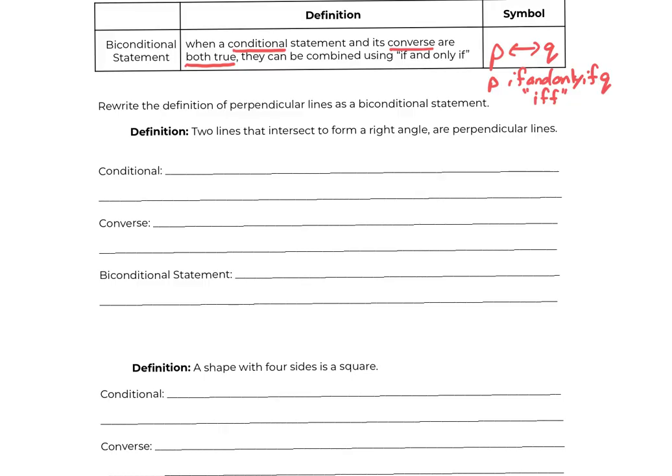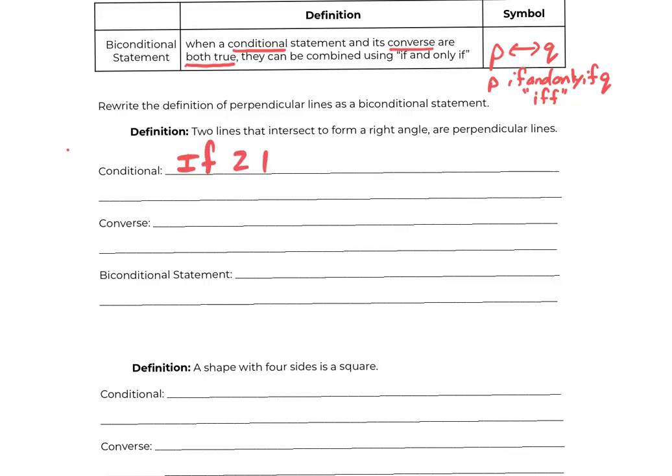We're going to rewrite the definition of perpendicular lines as a biconditional statement. First of all, the conditional. This is just a definition that we're given: two lines that intersect to form a right angle are perpendicular lines. So that's the definition of perpendicular lines. We're going to write that as a conditional statement. We're going to put the words if and then in there, like we did yesterday.